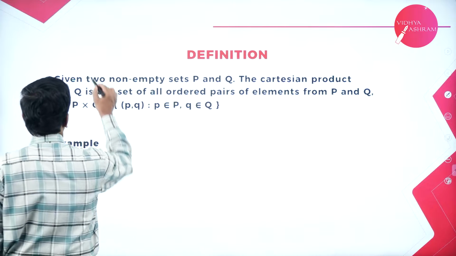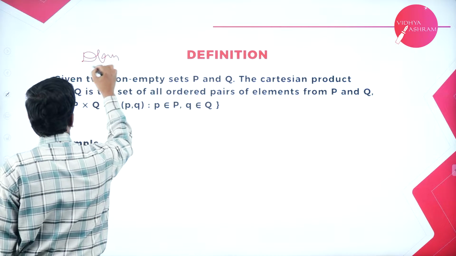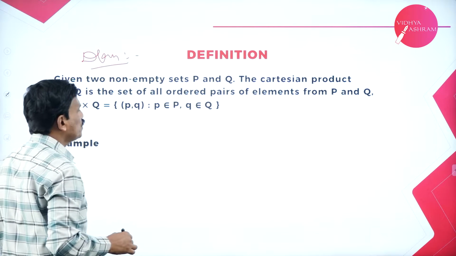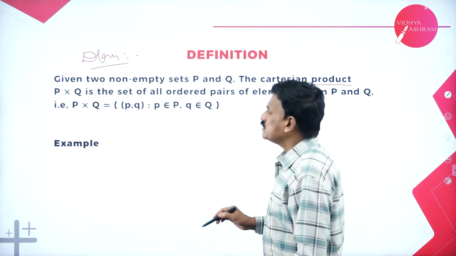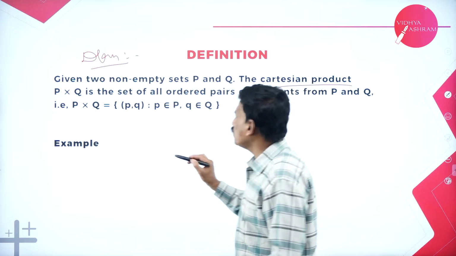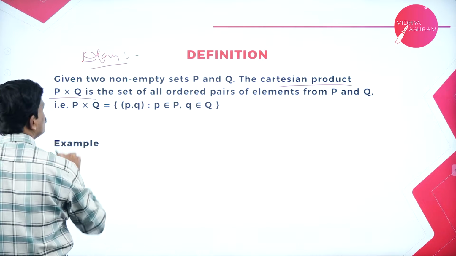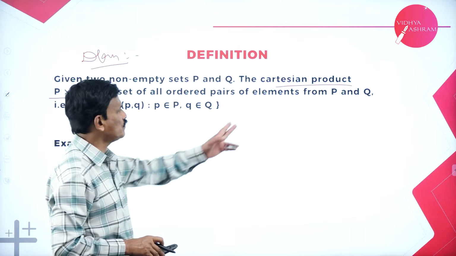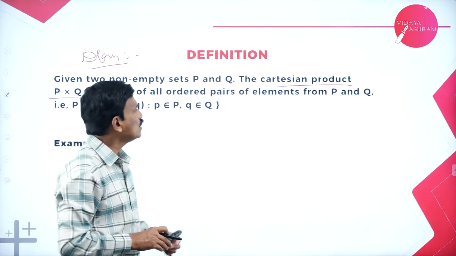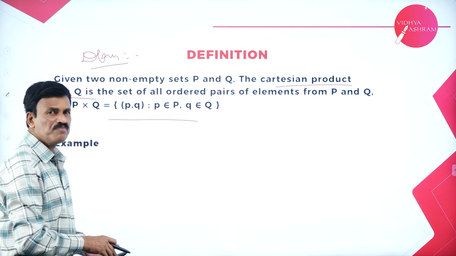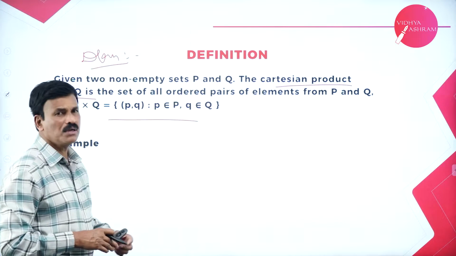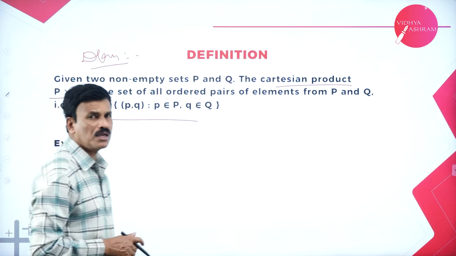Now let us come to the definition. What is the definition? The definition of Cartesian product. Given two non-empty sets P and Q, the Cartesian product of P and Q, denoted as P cross Q, is the set of all ordered pairs of elements from P and Q, that is, P cross Q is equal to (p, q) such that p belongs to capital P and q belongs to capital Q.